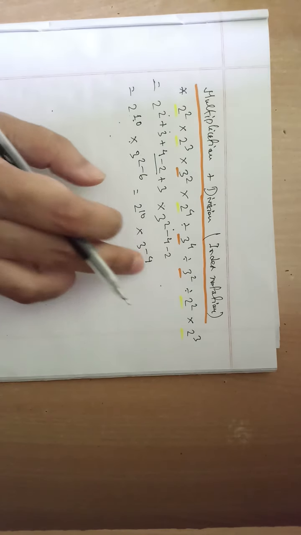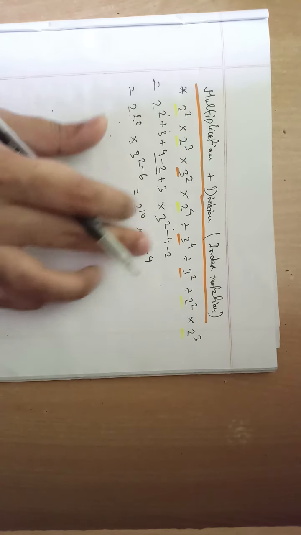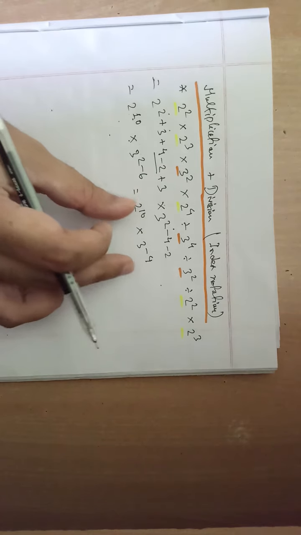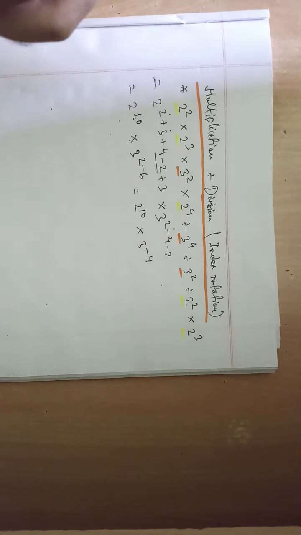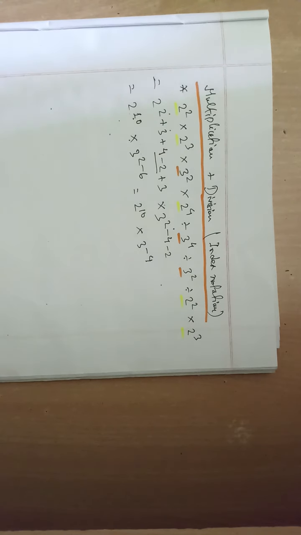I don't need to write this in the form of a fraction. I just need to simplify it in index notation. That is what we are going to do. The simple case is, if the bases are same and numbers are in a state of multiplication, we'll add up the powers, and if the bases are same and they are in a state of division, we'll just subtract the powers. That's it. Thank you for bearing with me.